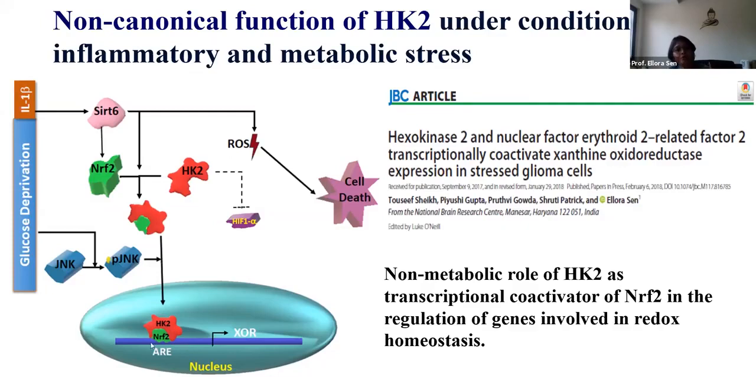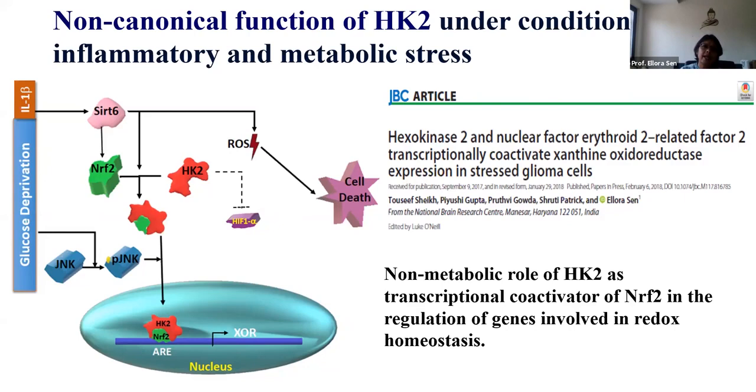There is another transcription factor called NRF2, which plays a role in redox regulation. But what hexokinase does is, hexokinase binds with NRF2, and this complex goes and binds to the antioxidant response element on redox regulatory genes, and it regulates the expression of genes such as xanthine oxidoreductase.